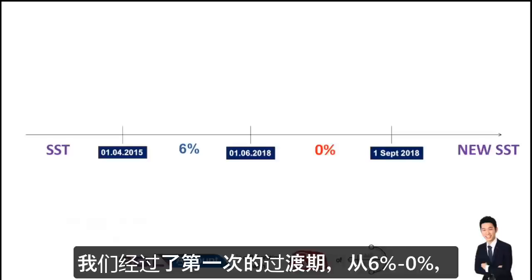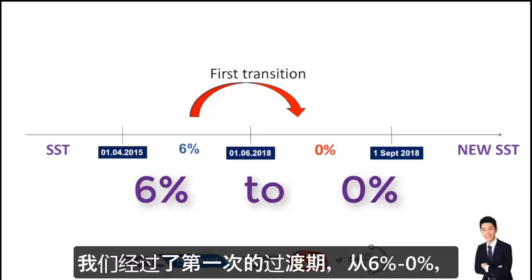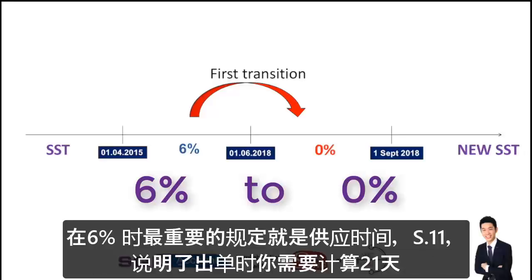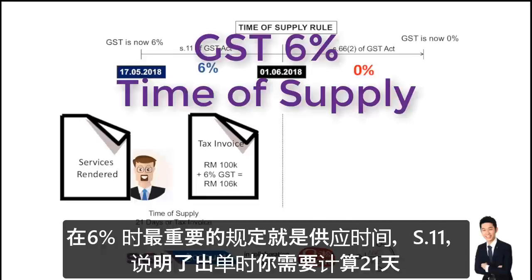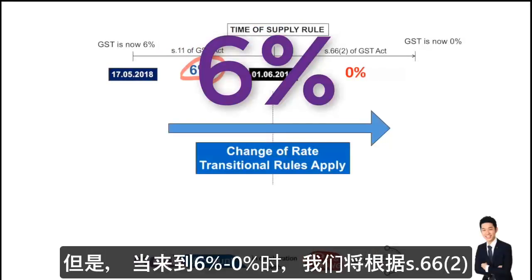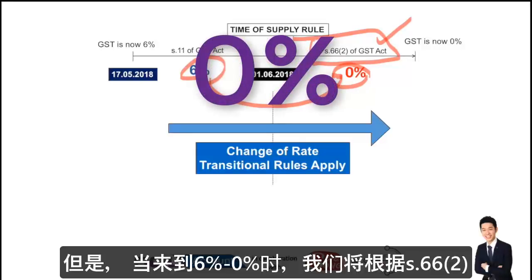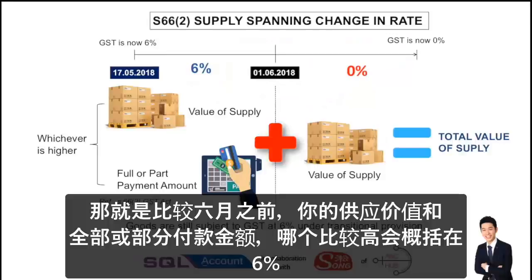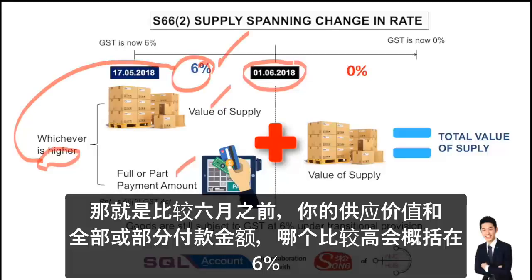Now we have gone through the first transition, during 6/20, and what is the most important provision? It basically talks about time of supply, section 11, where you have to calculate 21 days in order to issue your tax invoice. However, when there's a change of tax rate from 6% to 0%, section 66 will come into the picture. Basically, it will compare, before June, your value of supply and full or part payment received, whichever is higher will be subject to the old rate of 6%.